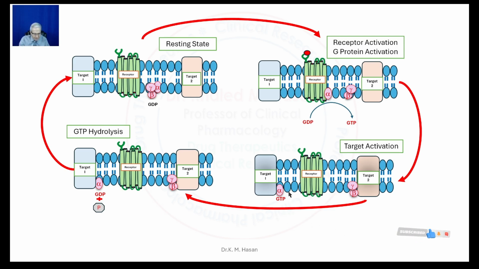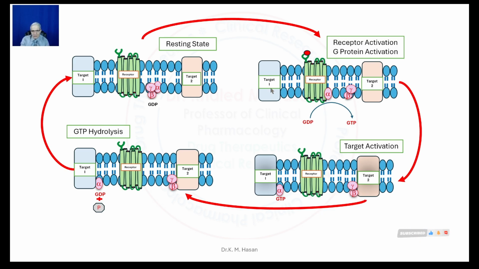Alpha GTP will leave the receptor and activate the first target. So we have target number one. On the other side, you can see here we have beta and gamma attached to another target, target number two, and lead to another action. So now we're done with the activation.